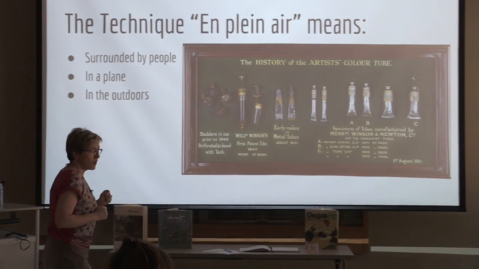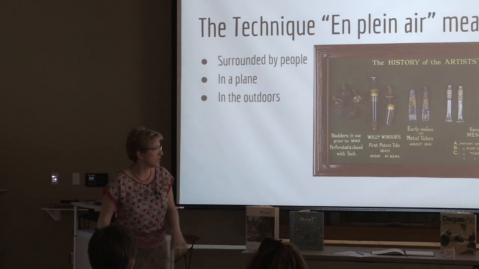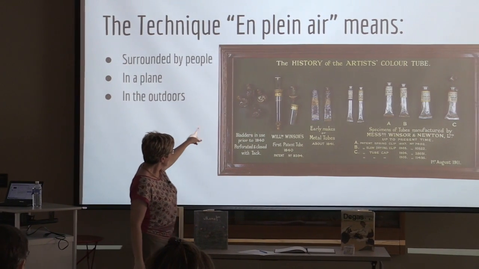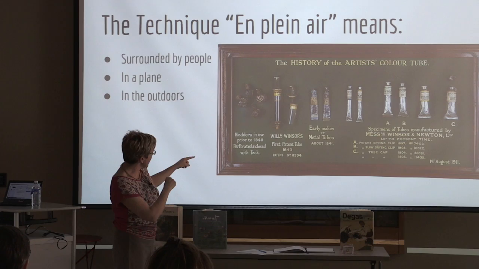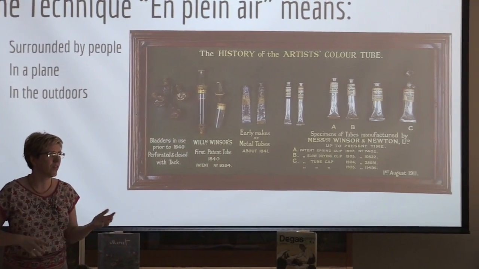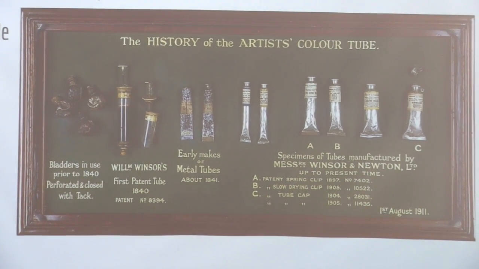But then if they wanted to go and paint outside, they just couldn't do it. What they would do is use bladders. And the bladders were perforated and closed with tack. Obviously, they go outside with all their material. Very often, the bladder would open and break. I mean, it was a mess.